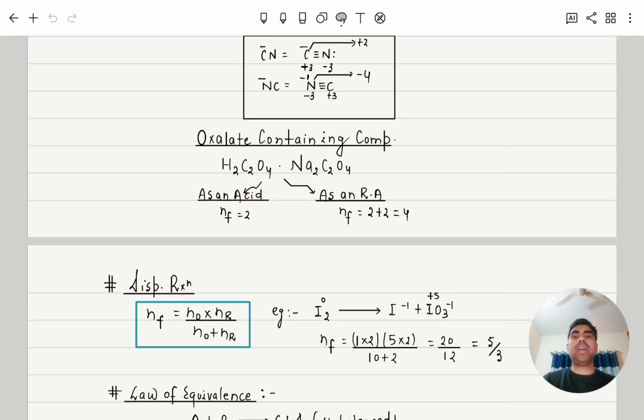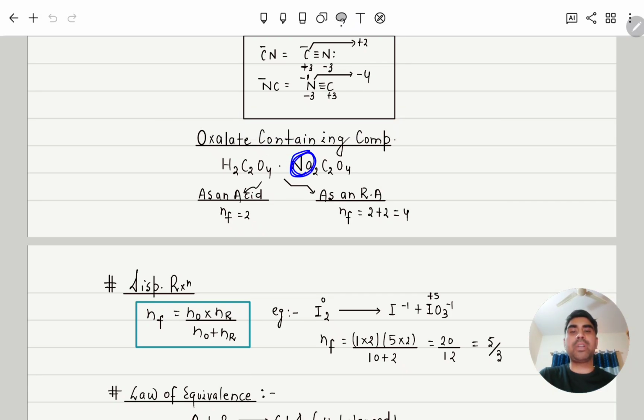Here is an example, as we discussed at the start, oxalate containing compounds. Here you can see H2C2O4, Na2C2O4. If it is behaving as an acid, it can furnish only H+, so with respect to that, n factor is 2. And if it is behaving as a reducing agent, hydrogen cannot reduce, but carbon +3 can go to +4. Reducing agent means it reduces others and oxidizes itself. So here it can oxidize +3 to +4.